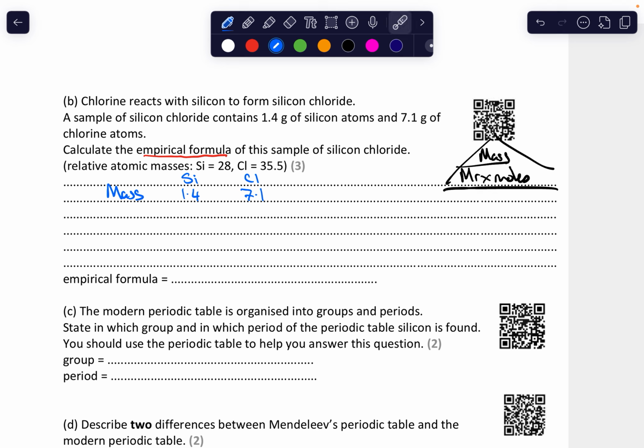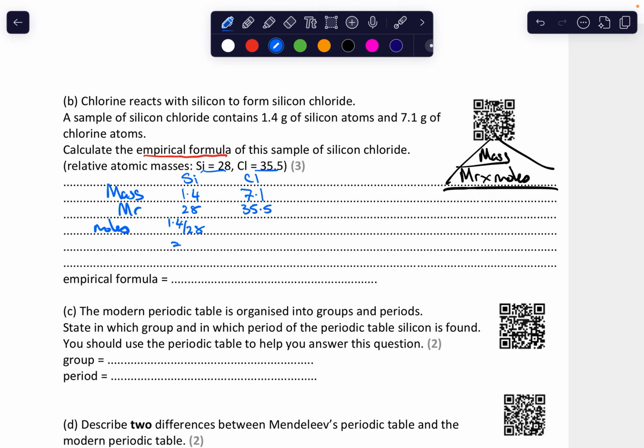What I'm trying to do here is find the moles. So to find the moles, if I've got the mass, I need the Mr. So my next step is to write down the Mr, and you can see we're told those here. So silicon is 28 and chlorine is 35.5. We're then going to find the moles. So let's go back to my triangle for a second. The moles is the mass divided by the Mr. So here I've got 1.4 divided by 28.